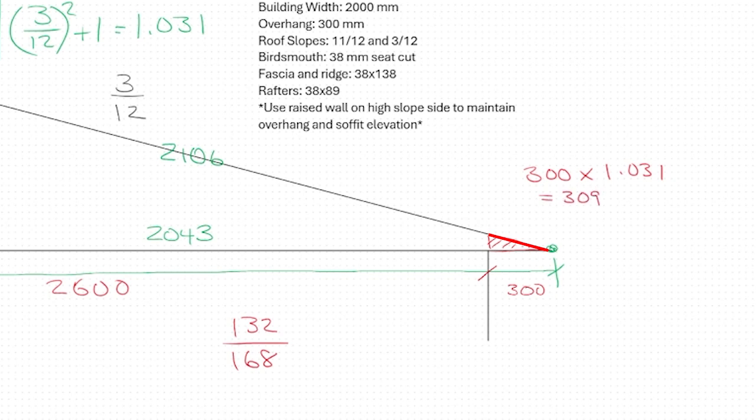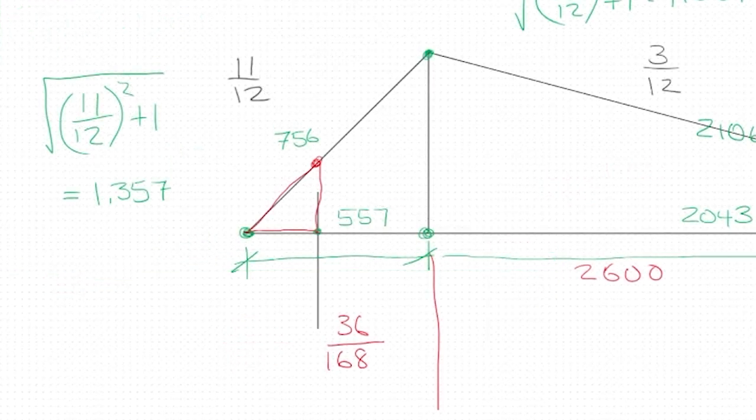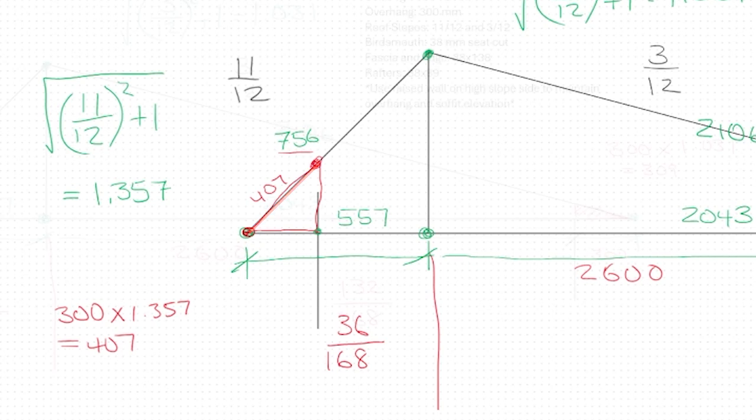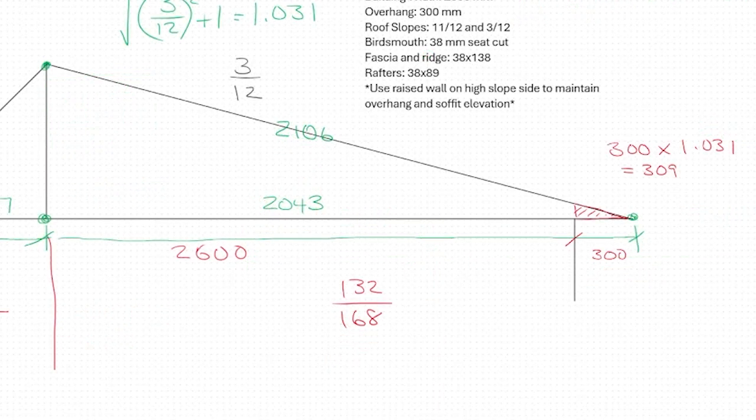equals 309 millimeters. And on the steep side, the overhang is the same, 300 times 1.357 equals 407. So in this case, it's 407 millimeters from this point to this point, whereas the whole rafter is 756. And on the right-hand side, it's 309 millimeters from the outside corner to this plumb cut at the bird's mouth, whereas the entire rafter is 2,106.